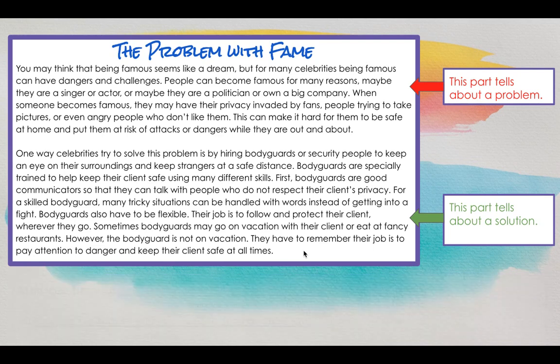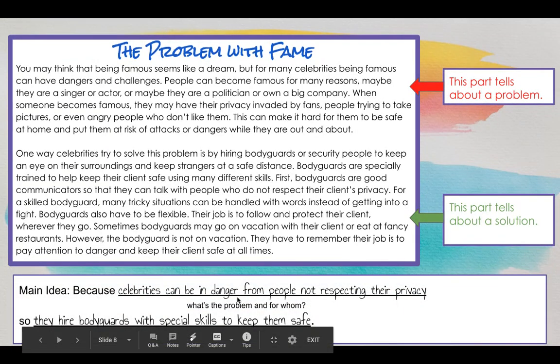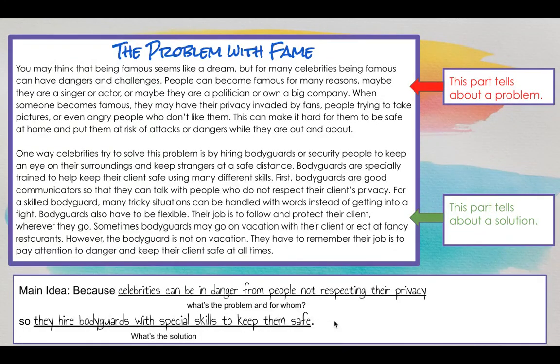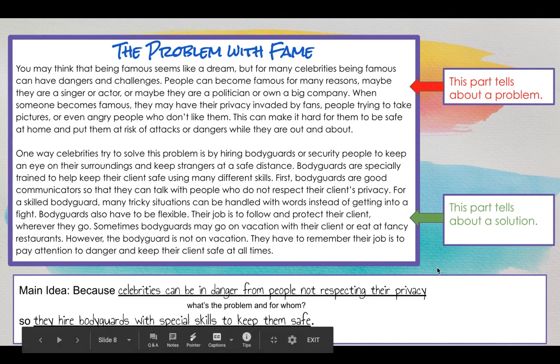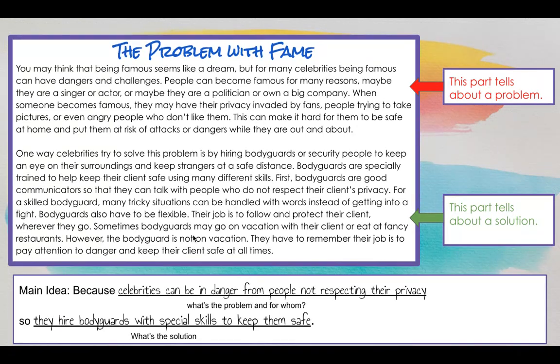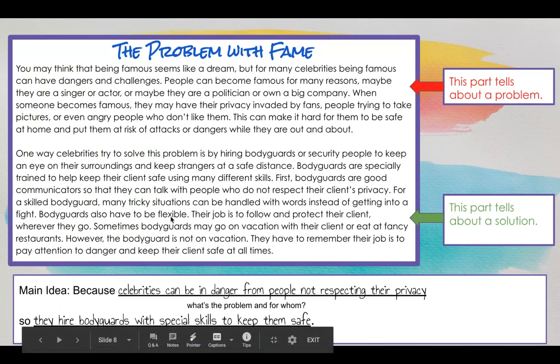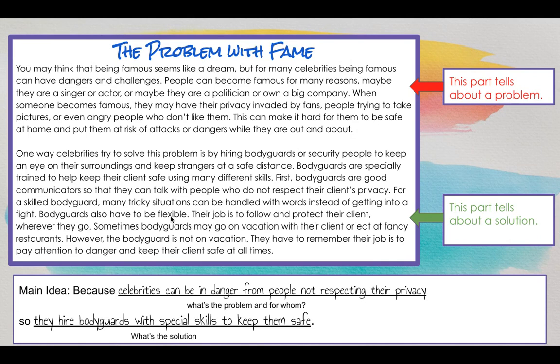So let's look at what this might sound like. Because celebrities can be in danger from people not respecting their privacy, so they hire bodyguards with special skills to keep them safe. Notice I do give some specifics here. I talk about how they're in danger because of people not respecting privacy. I talk about bodyguards that have special skills, because if I just said they hire bodyguards, well, this whole paragraph is about more than just hire a bodyguard. This bottom paragraph tells about what makes someone a good bodyguard, and I want to make sure I pull that into my main idea as well.